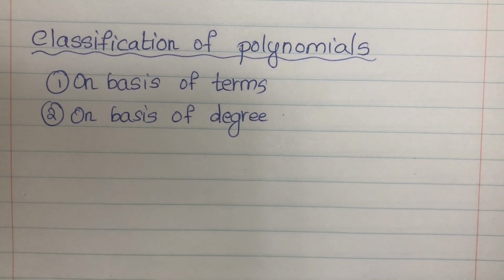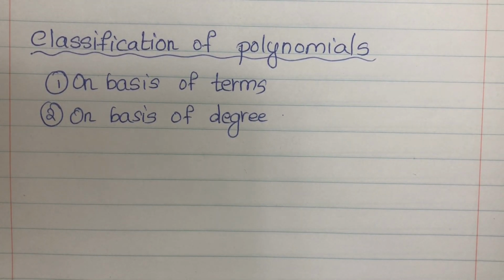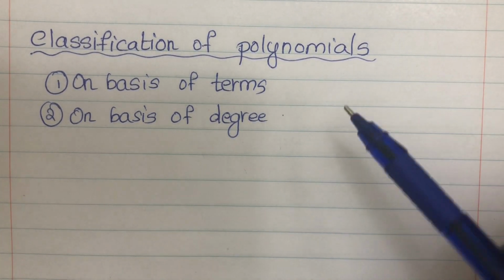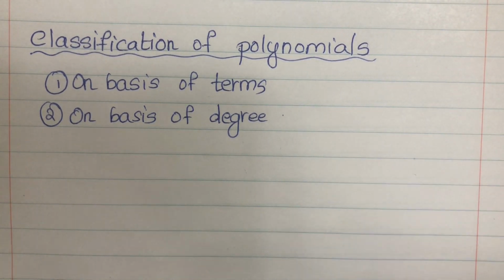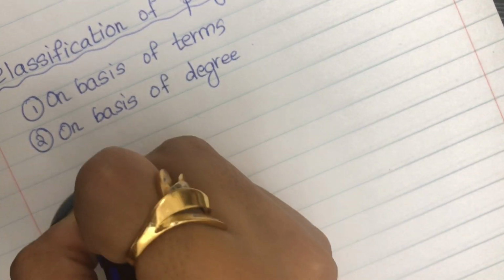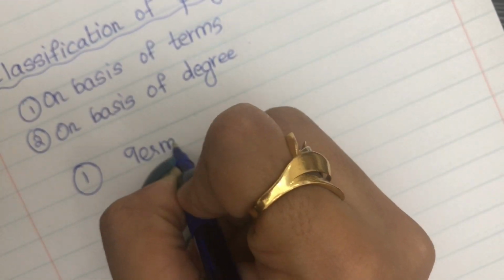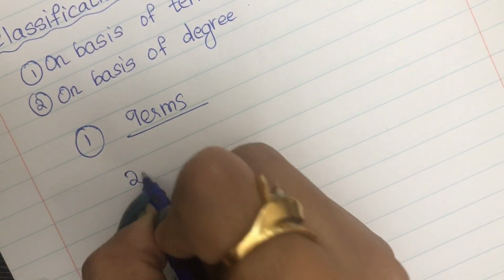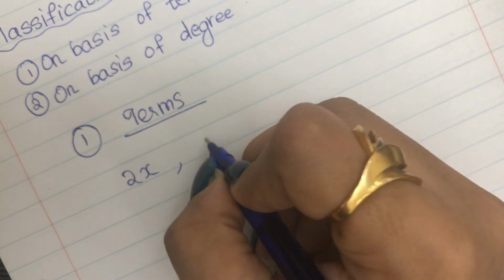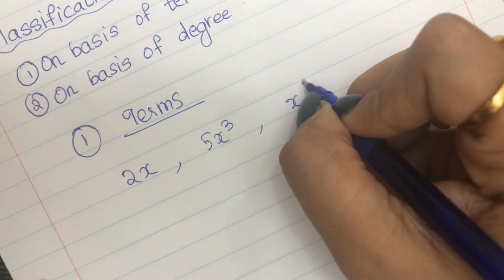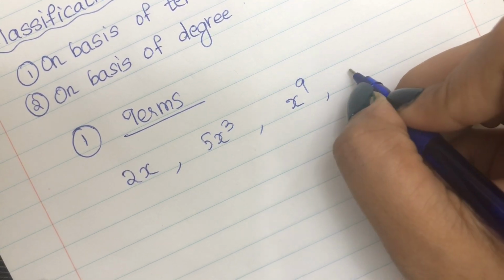Now we are going to learn the classification of polynomials. There are two types of classification. First one is on the basis of terms of the polynomial, and second one is on the basis of degree of the polynomial. So first thing we will study is on the basis of terms of the polynomial. So consider a polynomial expression 2x or 5x cube or x raised to 9 or 10.